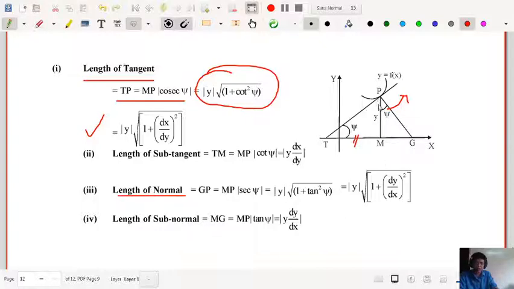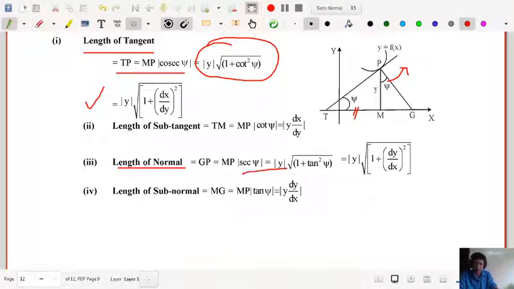And what is the length of the normal? The length of the normal is PG, from P to the x-axis, and you can calculate it by this relation: mod y root over 1 plus (dy/dx) whole square. And what is the length of the subnormal? MG is the length of the subnormal.